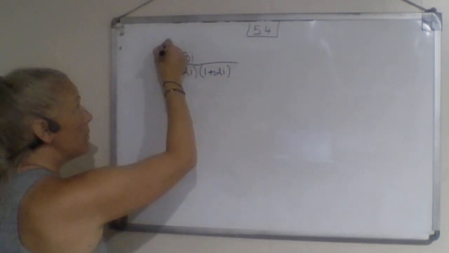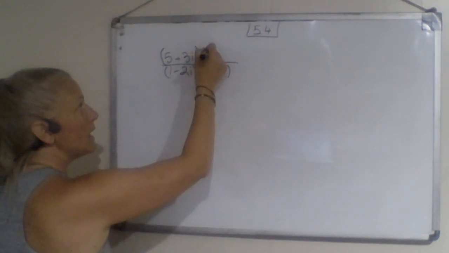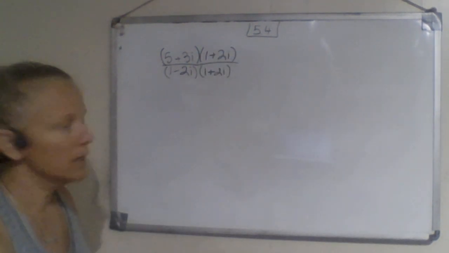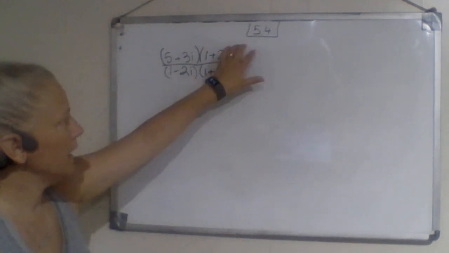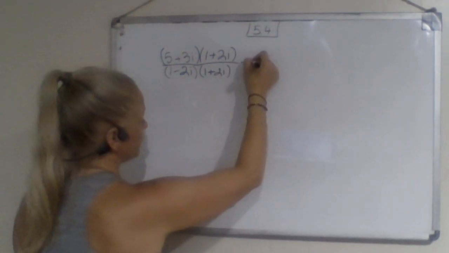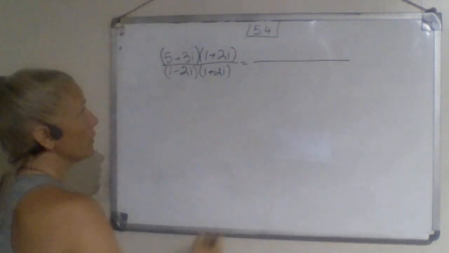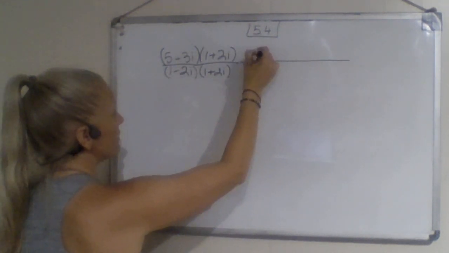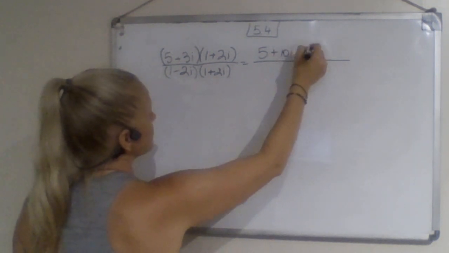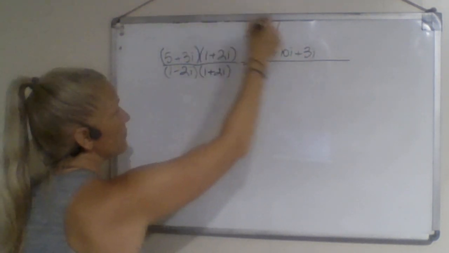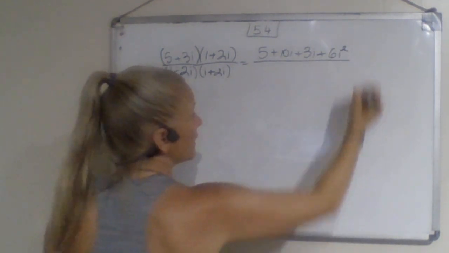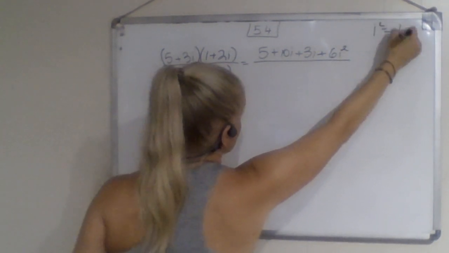If I do it on the bottom, when I put parentheses, I have to do the same thing on the top to maintain the equality. Whatever I multiply on the bottom, I have to multiply on the top. This is the conjugate. On the top, we do FOIL. 5 times 1 is 5. 5 times 2i is plus 10i, plus 3i times 1, and plus 6i squared. Please do not forget that i squared equals negative 1.